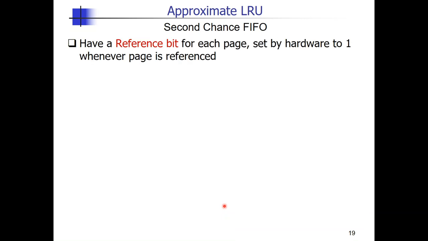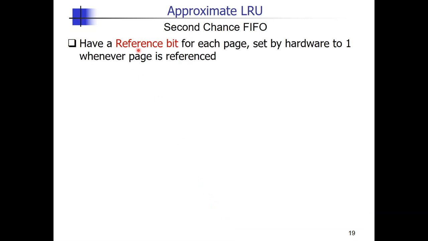We can also approximate LRU by using what we call a second chance FIFO. So FIFO was based on only one chance, right? Whenever things were the first in was thrown away the first. But if we give 2 chances before we throw away a page, that is called a second chance FIFO, and we'll see how that works.